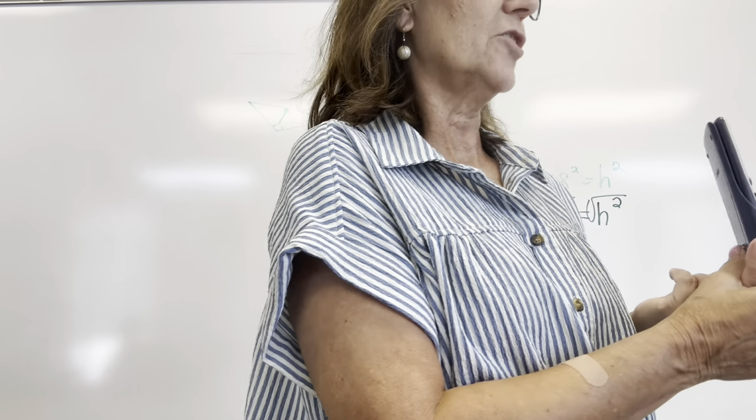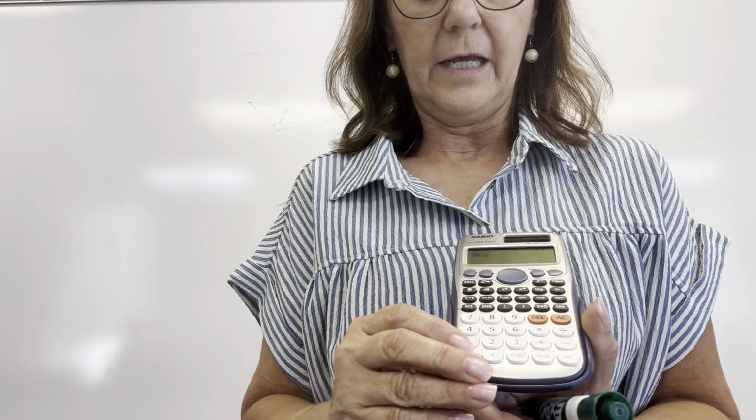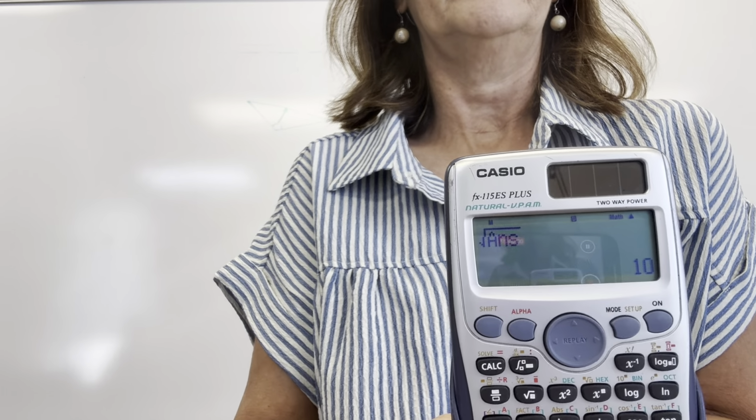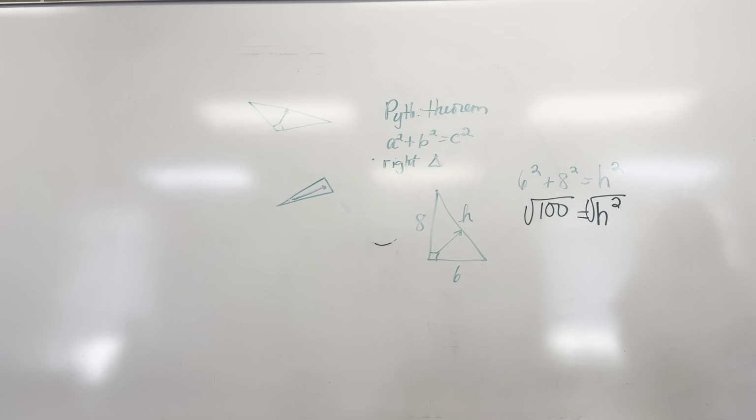If you do answer, it should pop in 100 and hit equals. You get 10. Got it? Okay, so do you see how I use the answer key? Look. 100 was my previous one. I just hit square root answer. It just pops in the previous answer. See that? It pops in the previous answer. Your answer was 10. Got it?